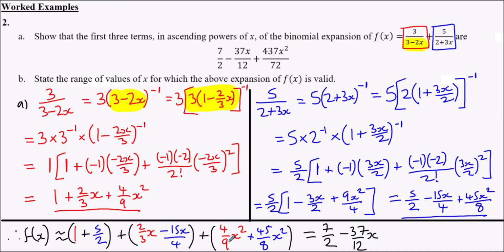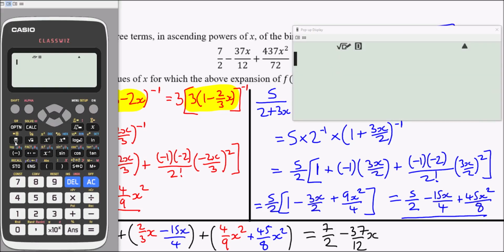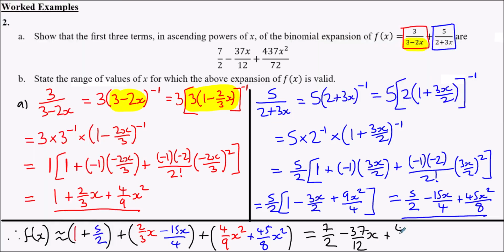like we needed. And finally, just to double check, 4/9 plus 45 over 8 will, I hope, unless I've made a terrible blunder, give us 437 over 72. And indeed it does. And that's proven what we want to prove. That's exactly what we wanted to show. We've shown that this here is exactly what's dropped out when we apply this binomial expansion, truncated to the first three terms.